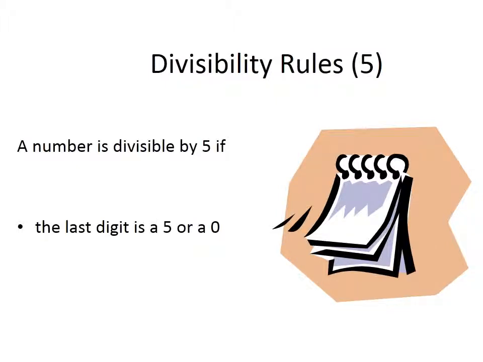Divisible by 5. Again, this is an easy one. It doesn't matter how large the number, we just need to look at the last digit. If it's a 5 or if it's a 0, then we know, don't we, that this number is divisible by 5.